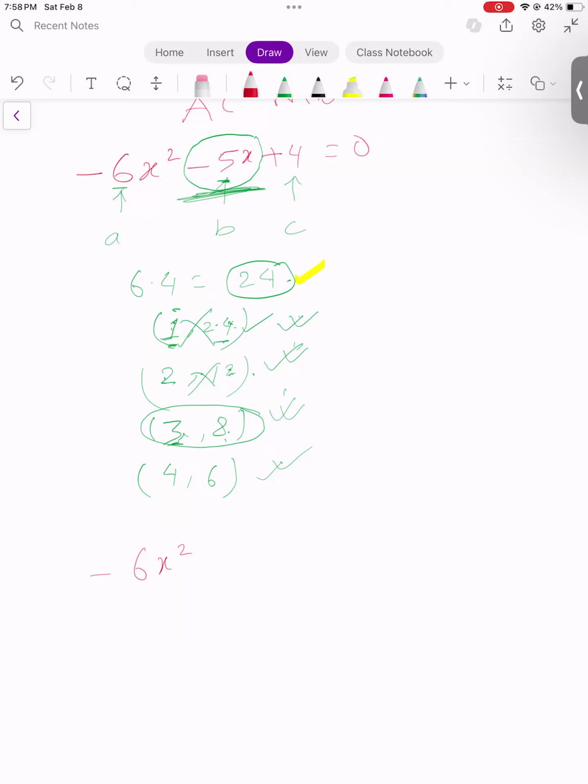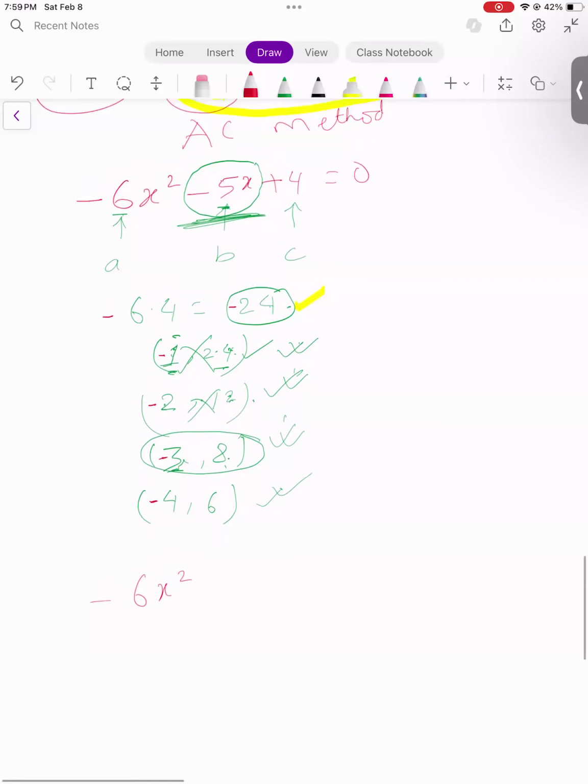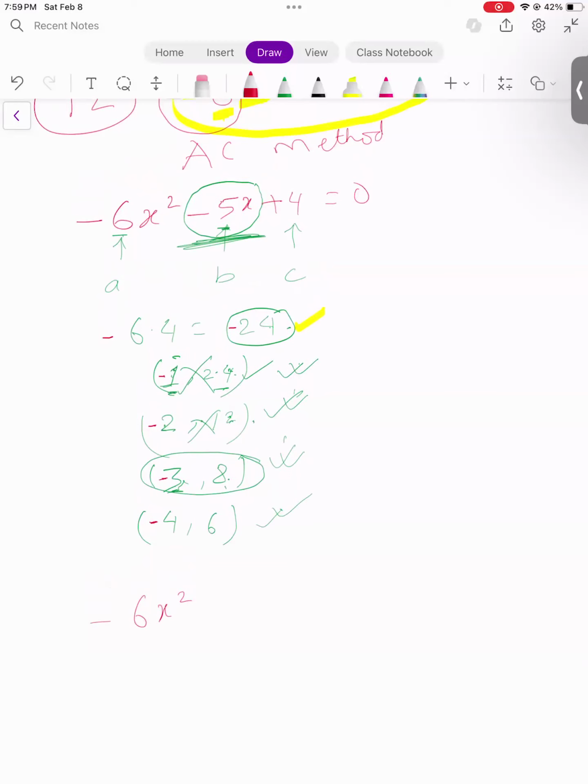For clarification, Professor, I'm trying to follow, but when we did 6 times 4 for the AC method and we got 24, why did you do positive 6 instead of negative 6? Okay, it's nothing wrong, you can still take a negative. You get negative 24, right? So you will have negative 1 times positive 24, negative 2 times positive 12, and if you take negative 3 it will be positive 8. If you take negative 4 it will be positive 6. It really doesn't matter. You can ignore the sign or you can take it. Okay, thank you.